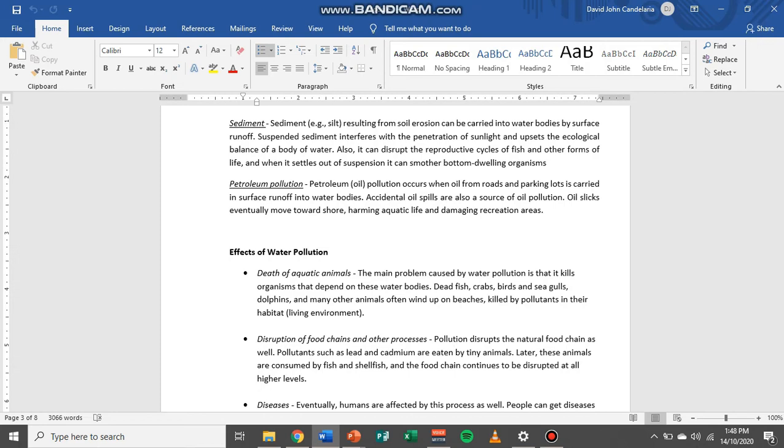Dead fish, crabs, birds, seagulls, dolphins, and many other animals often wind up on beaches killed by pollutants in their habitat. So, one leading cause of this is yung ating plastic pollution, yung mga basura natin, especially plastic, na ini-incorporate na ng animals. No? We have seen this in so many documentary films. No? Mamaya isasend ko yung video.